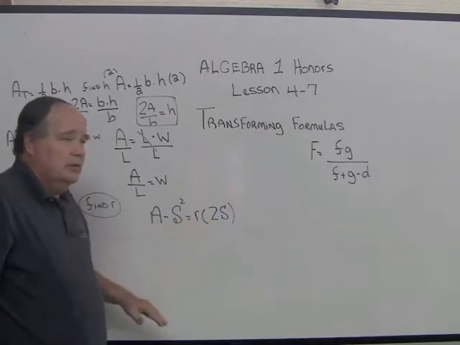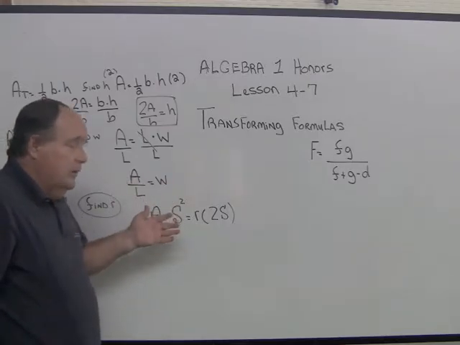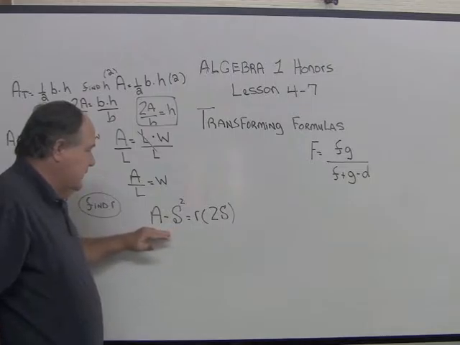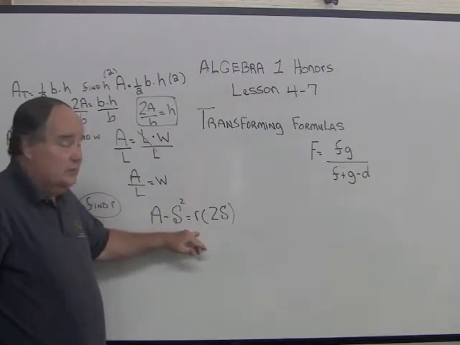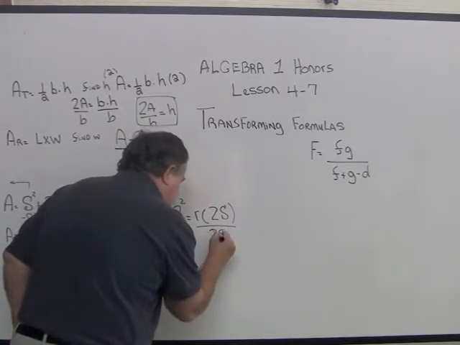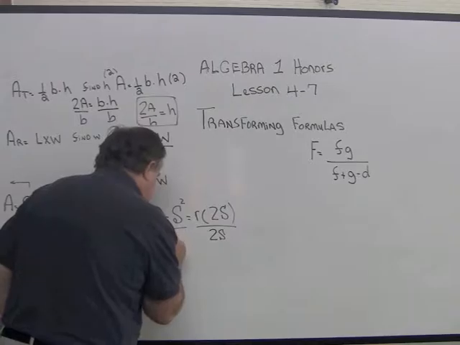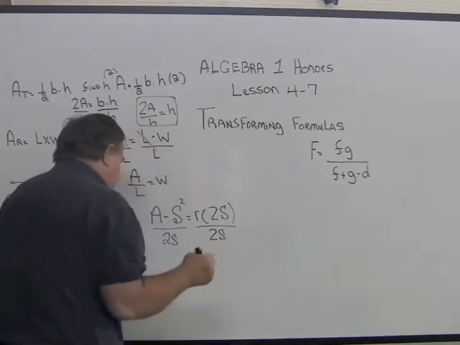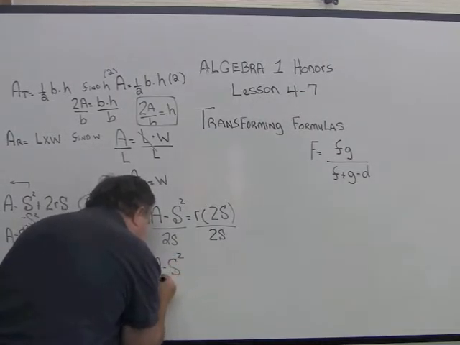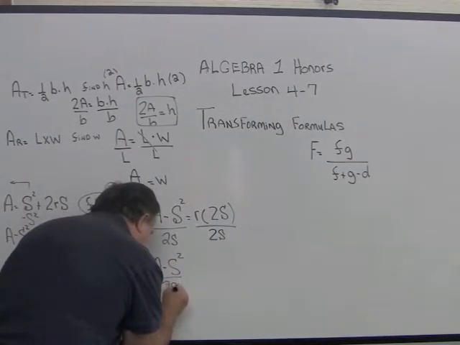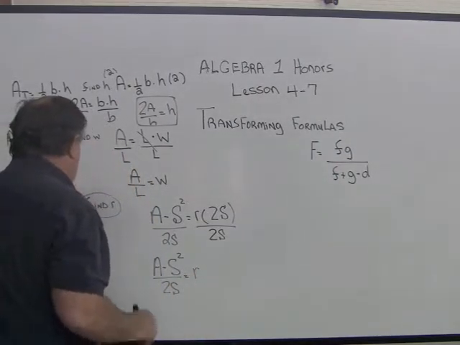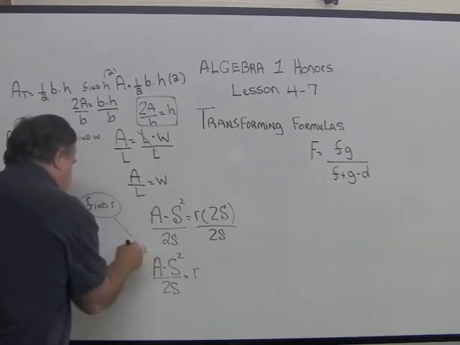Because R is multiplied by 2S, to undo multiplication, we would do a division. So if we divide this side by 2S and this side by 2S, we'll be able to isolate the R, and that's what we're looking for. So we're going to divide this guy by 2S and this guy by 2S, and we find out that A minus S squared over 2S is going to be equal to R, and as you can see, that's what we're looking for. We're looking for R, and it's right here.